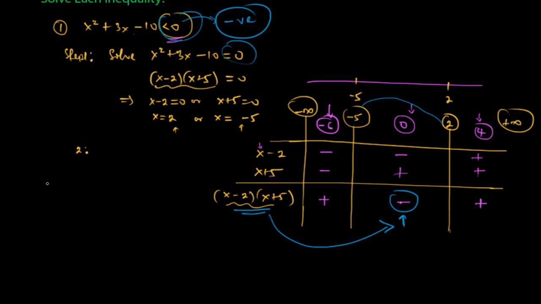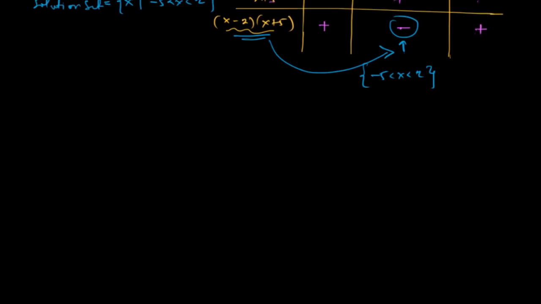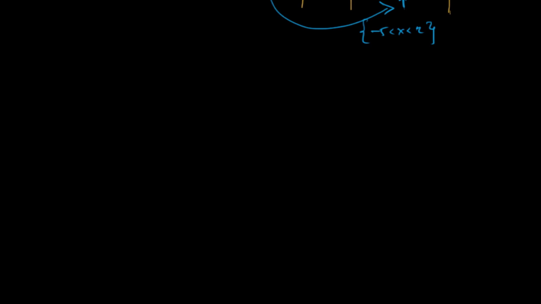So in other words, the solution set of this quadratic inequality is going to be the set of all real numbers that lies between negative 5 and 2, as we can see here. Alright, let's look at one more example just to ground understanding so that we understand the whole picture very well.